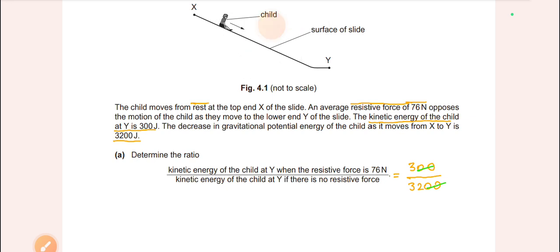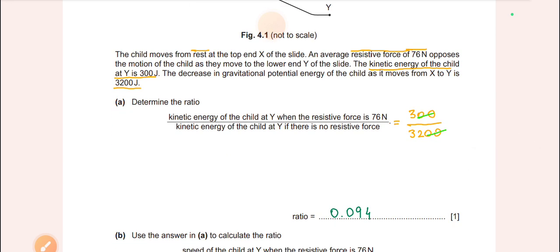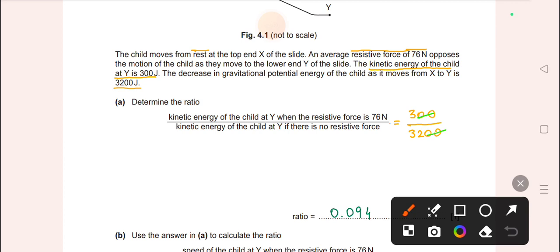Decrease in gravitational potential energy is 3200. Determine the kinetic energy when resistive force is 75, that is 300, divided by the kinetic energy of the child if there is no resistive force. When there is no resistive force, then the decrease in gravitational potential energy would have been equal to the kinetic energy, right? Loss in gravitational potential energy is equal to gain in kinetic energy. So if there was no resistive force, the gain in kinetic energy would have been equal to the loss in gravitational potential energy, that is 3200, given.